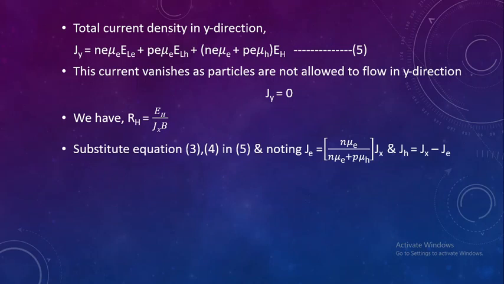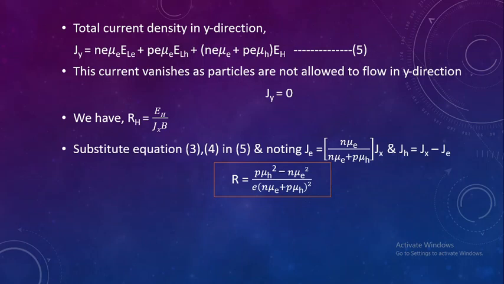So when we use all these equations and solve for RH, we get the Hall constant value for a semiconductor as R is equal to P mu H square minus N mu E square divided by E into N mu E plus P mu H whole square. So based on this equation, we can find out what will be the Hall constant or Hall coefficient for N-type semiconductor as well as P-type semiconductor.